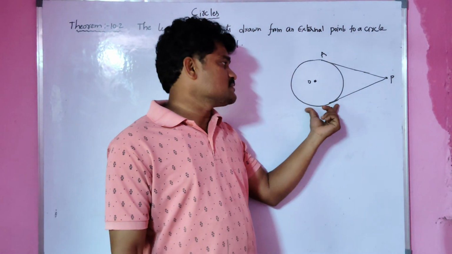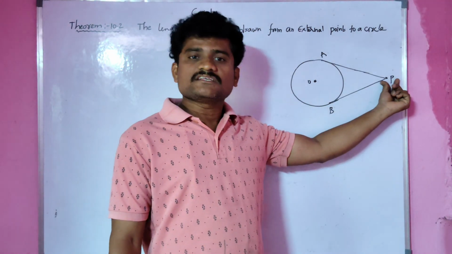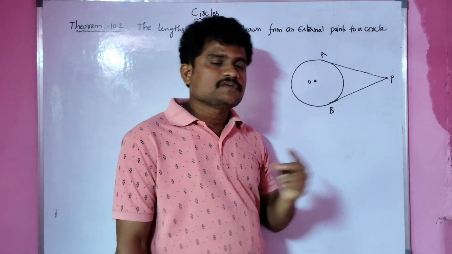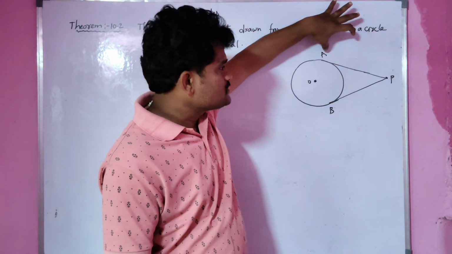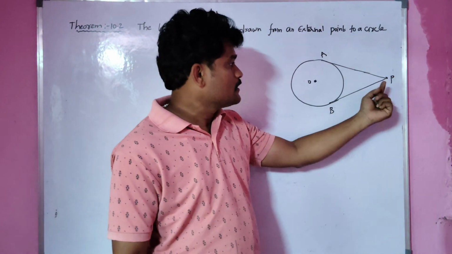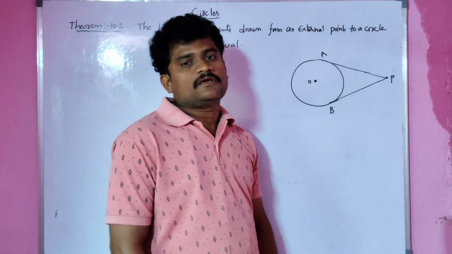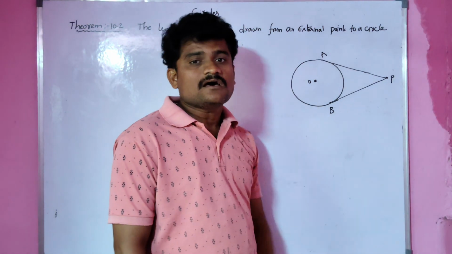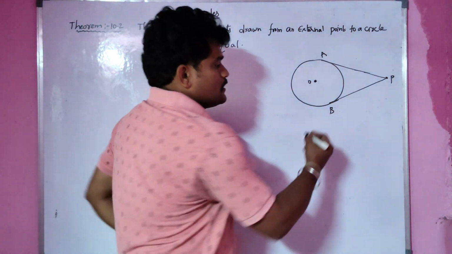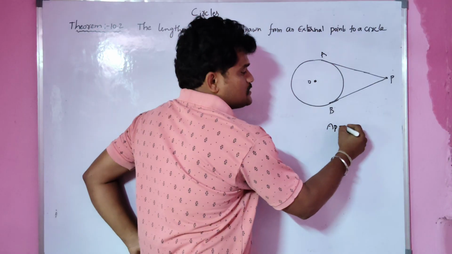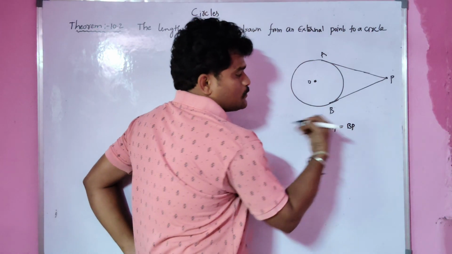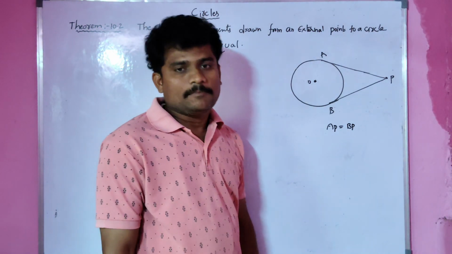So if you consider this a circle, P is an external point. From P we can draw two tangents. One tangent is named AP, another tangent is named PB. So in this theorem we have to prove these two tangents are equal. That means AP is equal to BP. We have to prove AP is equal to BP.